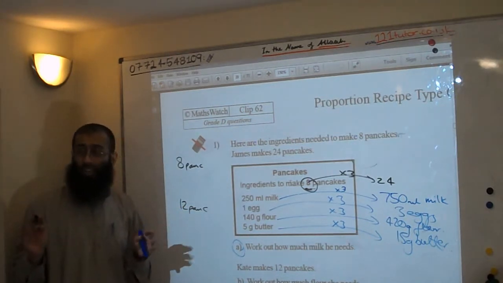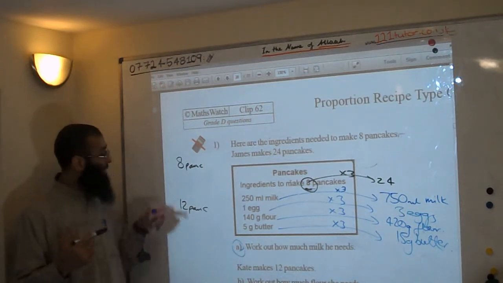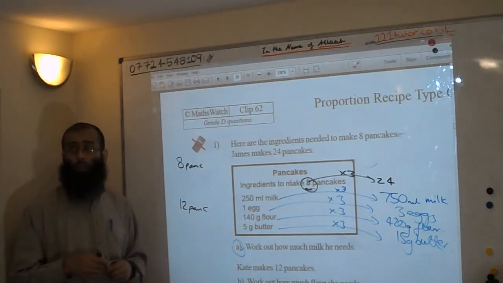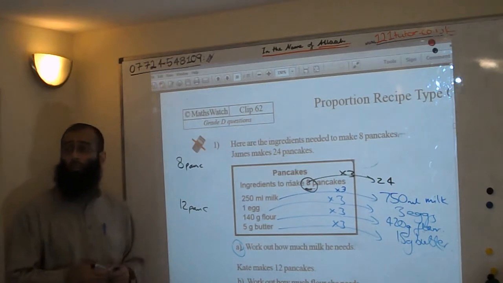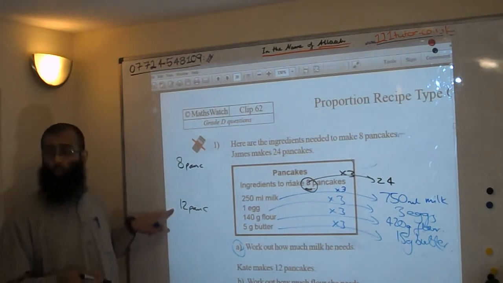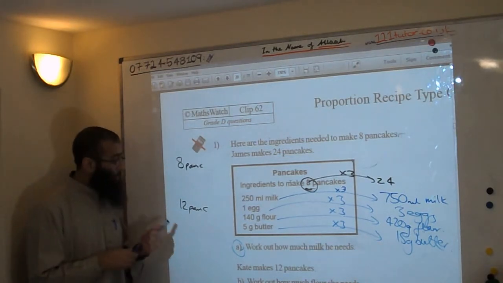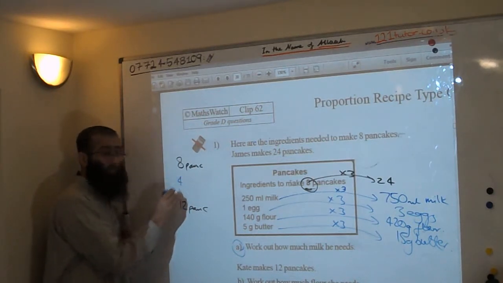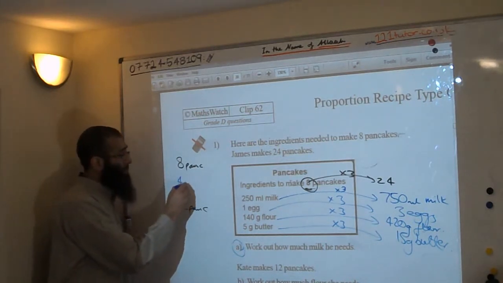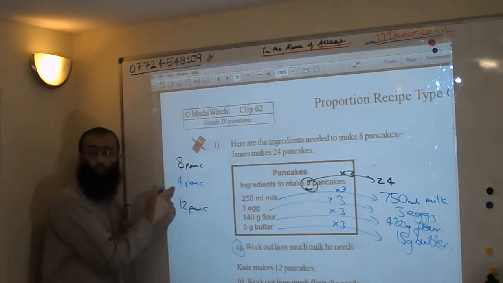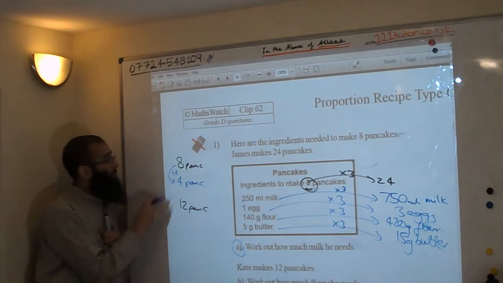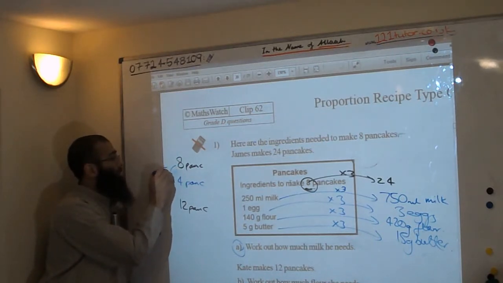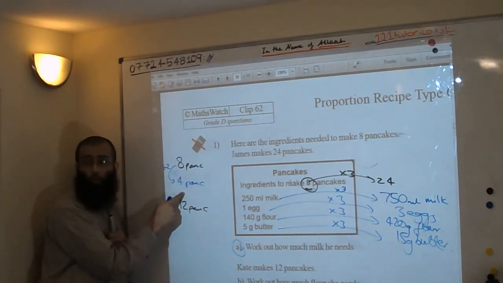If you haven't realized that, or in the examination you're feeling a bit panicked, let me give you a more robust method that will get you the right answer rather than you thinking about the decimal multiplier in this particular instance. So now I need to get from 8 to 12. Do we know how to get from 8 to 4? That should be quite simple. To get from 8 to 4, we divide by 2. So 8 divided by 2 gives you 4 pancakes.